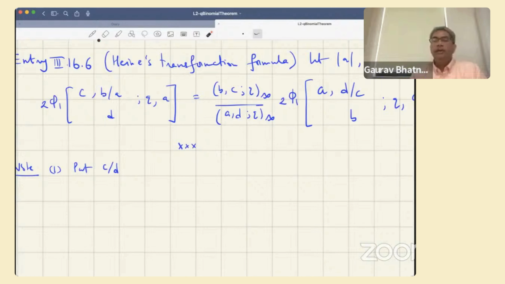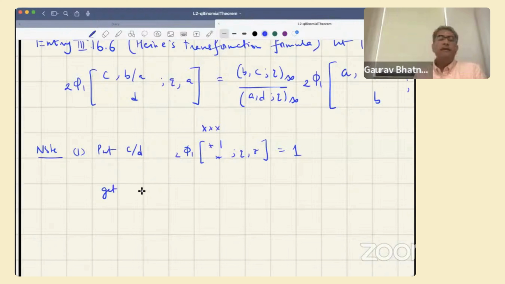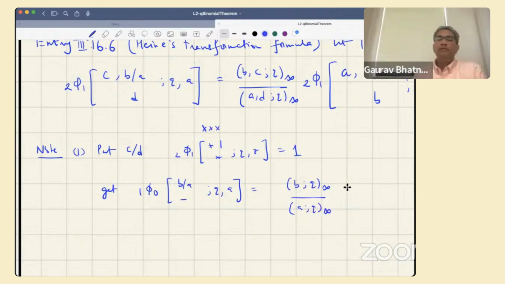So when that happens, when c equals d, you just get b over a, and this cancels. There are the same numerator and denominator parameters, so you just get what is the q-binomial theorem. So we get the q-binomial, which is 1 phi 0 with b/a, nothing in the denominator, and this is equal to (b; q)_infinity over (a; q)_infinity. So this is just the q-binomial theorem.